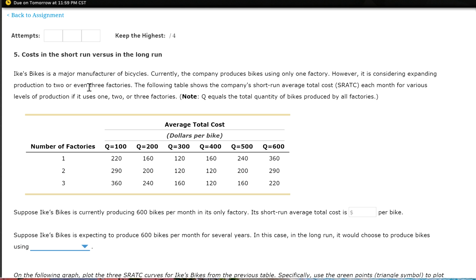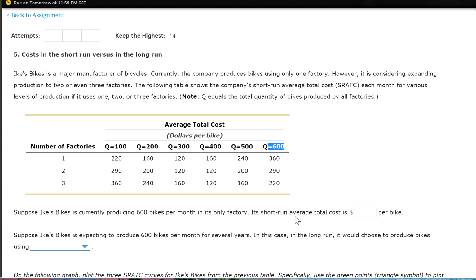If you use 1, 2, or 3 factories, note Q equals the total quantity of bikes produced by all factories. So that's our number of factories over here: 1, 2, 3, and then this is our total cost at different levels of production. Now, suppose iX Bike is currently producing 600 bicycles, so we're over here, 600 bicycles, in its only factory, just one factory.